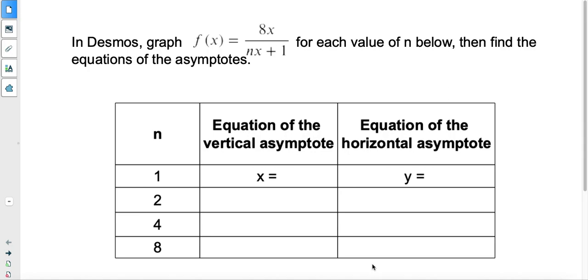Hi everyone. In this video, we're going to look at how to graph rational functions in the form (ax + b) divided by (cx + d).